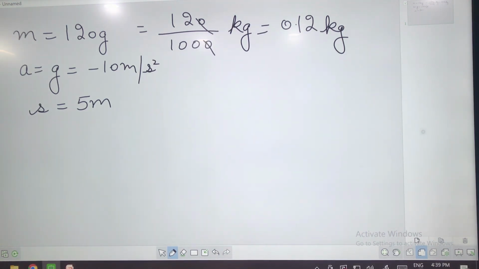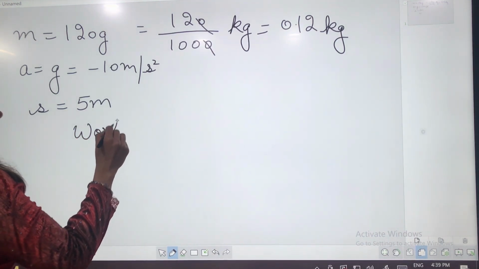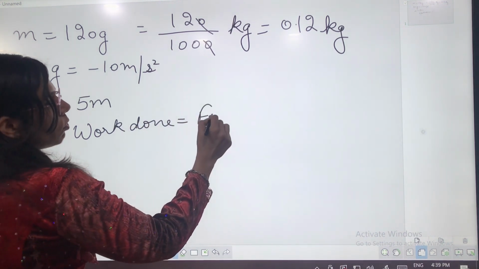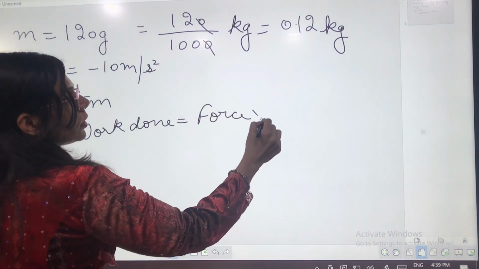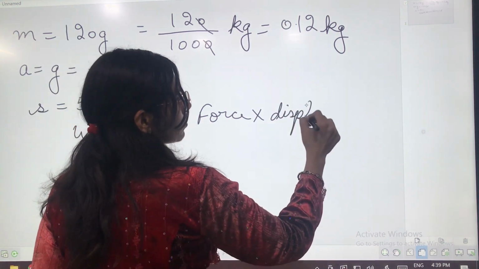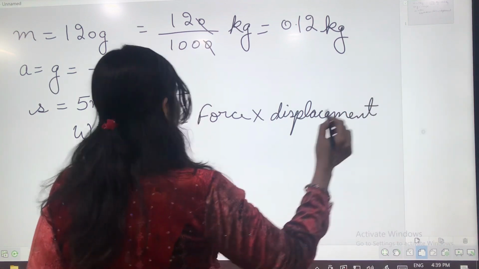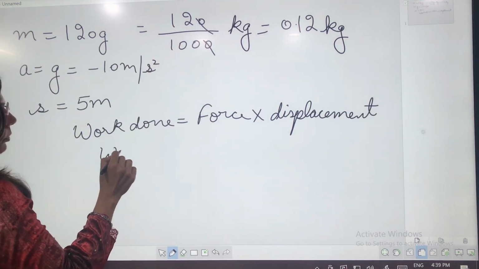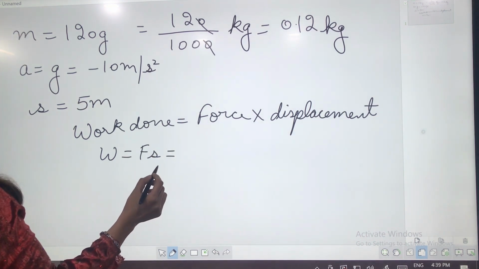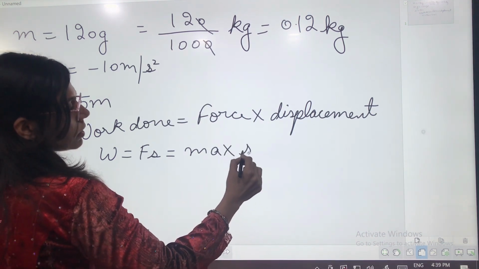Now we have all the values, and we need to calculate the work done over here. So what is work done? Work done is equal to force into displacement, that is W is equal to F s, and force is what? M into A multiplied by displacement.